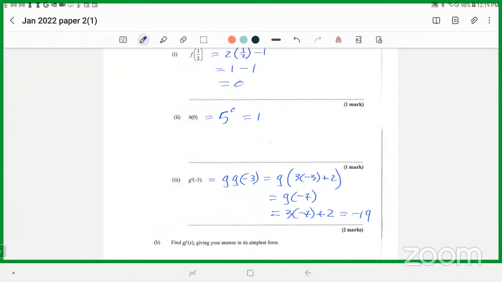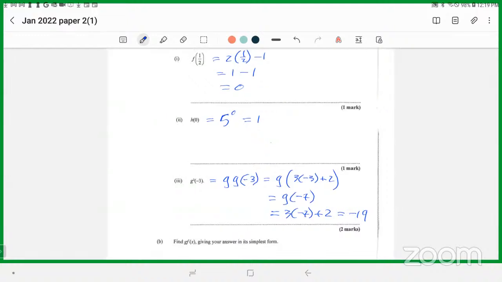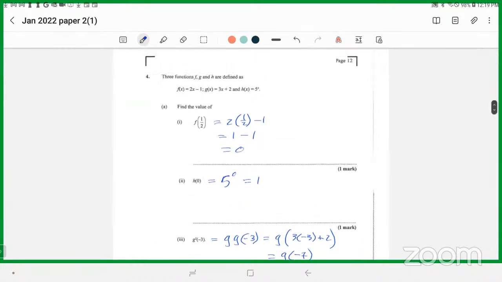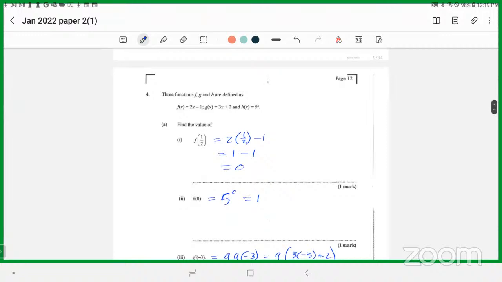This question feels very familiar. I could have done it before. But good so far? Okay so far? Yes, sir. Nice.